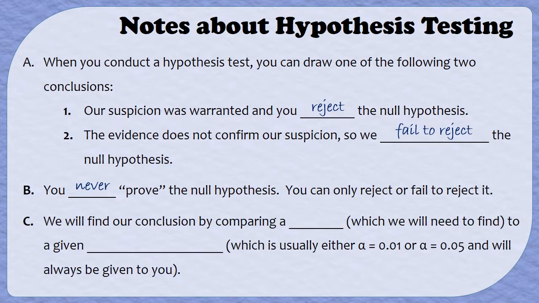Now, the way that we will make this decision to reject or to fail to reject is based off of something called a p-value. So we're going to do a bunch of math to find this p-value, and then once we have it, we'll compare it to a significance level. And the significance level, like with our confidence intervals, where I always told you the confidence level to use, you will always know the significance level to use in a hypothesis test. And this is either a 0.01 or a 0.05.